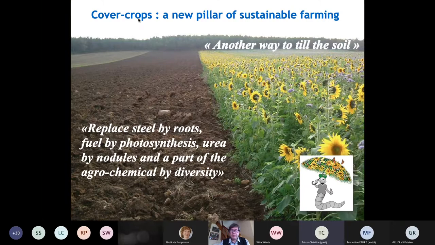The big request of today was also about cover crop. And I like to use this sentence: replace steel by roots, fuel by photosynthesis, urea by nodules, and agrochemicals by biodiversity. That's basically my program with cover crop.